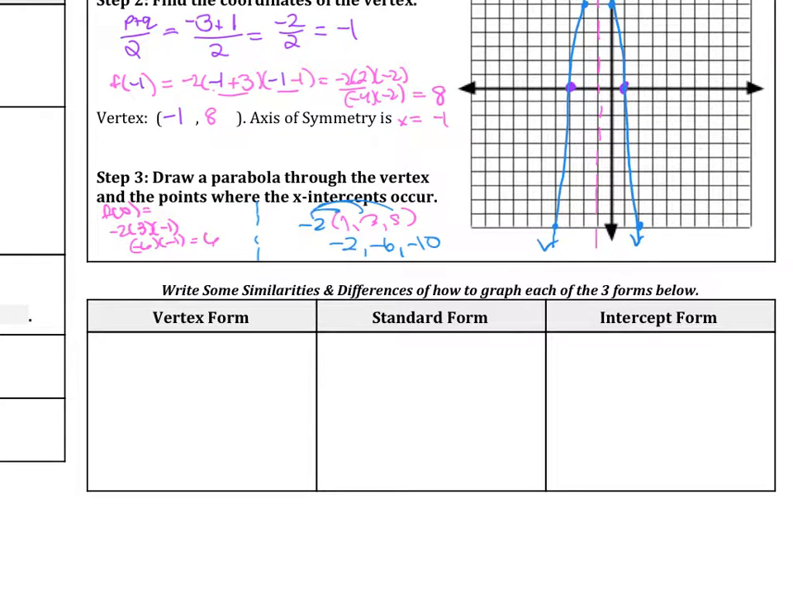So let me write a couple things in here so you can pause the video, see if you can write out what are the similarities and differences of each. So pause the video, and when you come back, I'll have the answers for you.